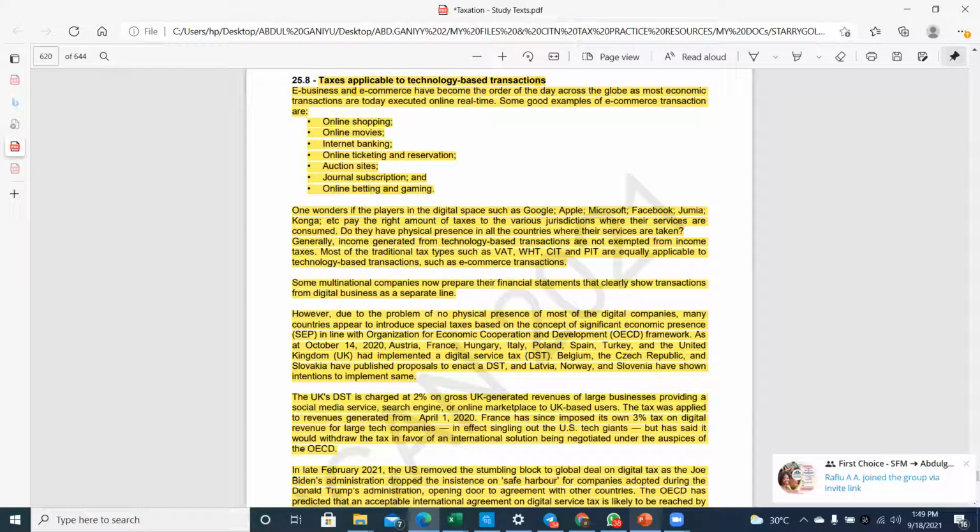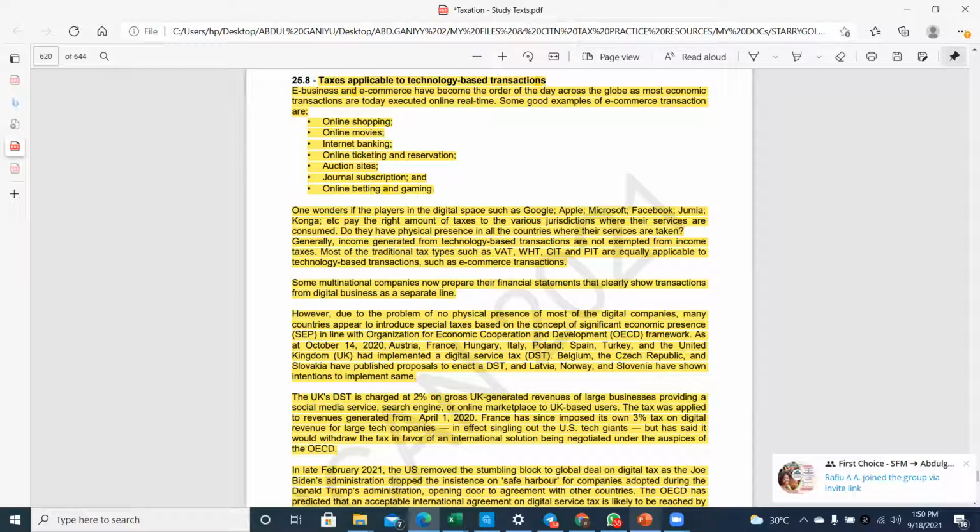One wonders if the players in the digital space such as Google, Apple, Microsoft, Facebook, Jumia, Konga, and the likes pay the right amount of taxes to the various jurisdictions where their services are consumed. Do they have physical presence in all the countries where their services are taken? The answer is no.